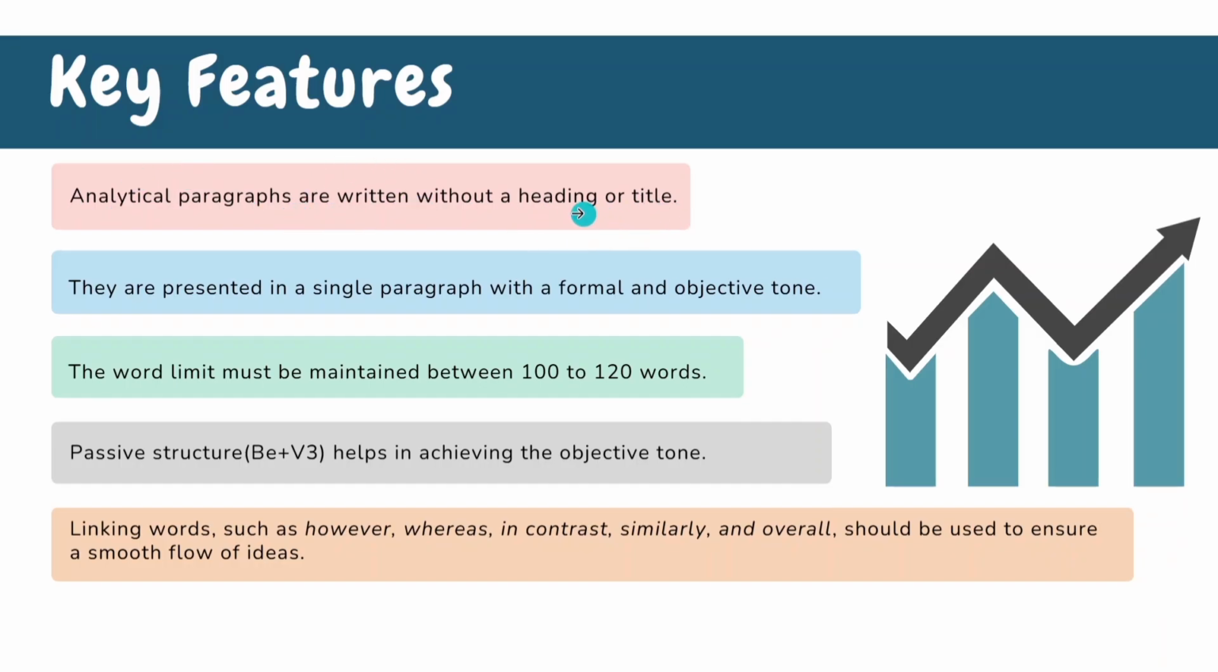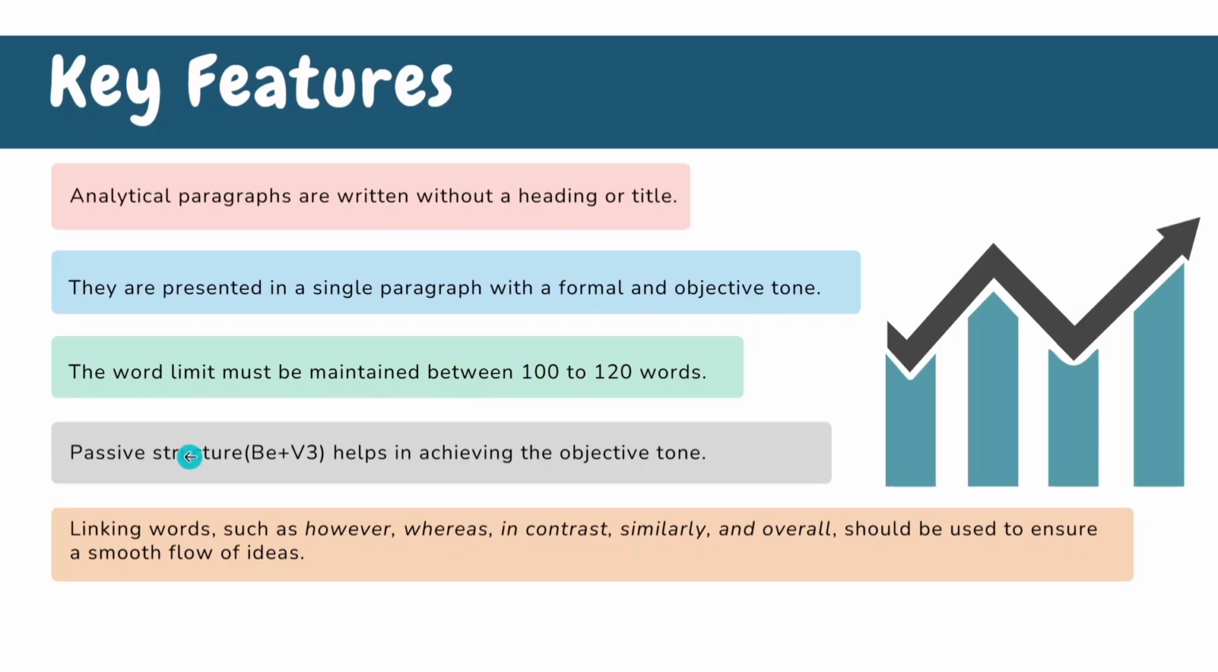So do not put a heading or title, but in the CBSE format, if you are given something like accept the proposal or deny the proposal, like approve or reject, then you can say simply that I'm rejecting the proposal. Next one, they are presented in a single paragraph with a formal and objective tone, in the sense, don't have three different paragraphs, only one single, and that should have a formal and objective tone. Third one, the word limit for the CBSE 10th board is 100 to 120. Do not exceed the word limit, be within this word limit.